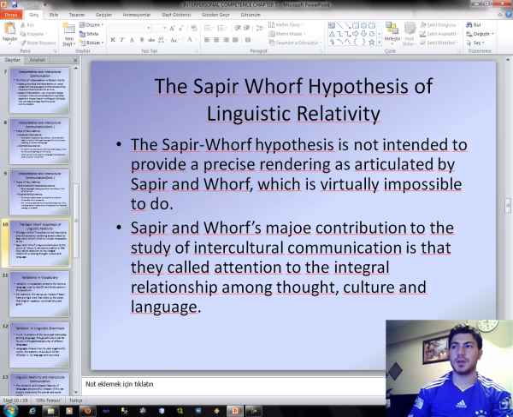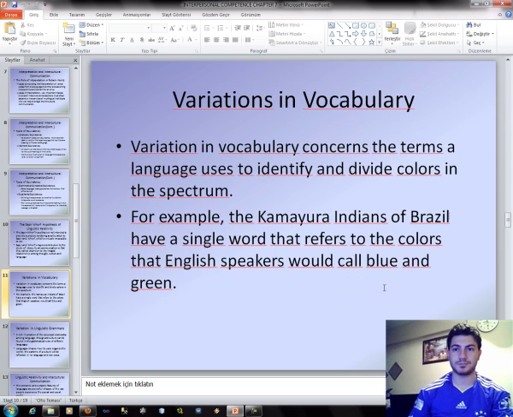The Sapir-Whorf hypothesis of linguistic relativity. The Sapir-Whorf hypothesis is not intended to provide a process rendering as articulated by Sapir and Whorf, which is virtually impossible to do. Sapir and Whorf's major contribution to the study of intercultural communication is that they called attention to the integral relationship among thought, culture, and language.